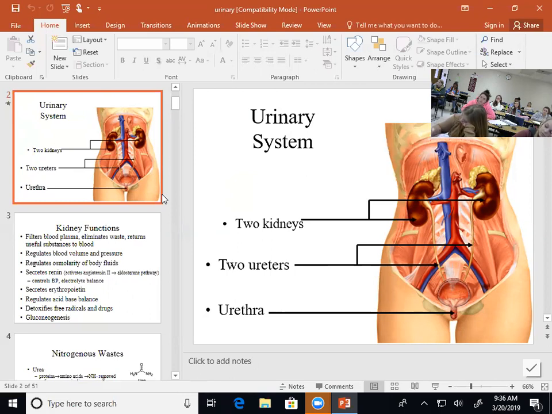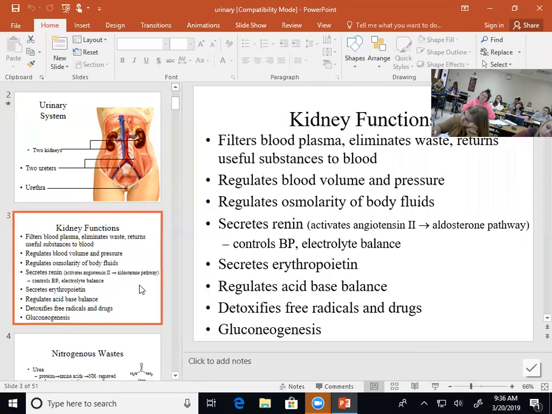Okay, so now let's look at some of the functions. We looked at some basic anatomy. So it's definitely filtering blood plasma. And this is going to be a way that we can get rid of waste, but get back the good stuff that we need in our blood. We can't get rid of everything, can we? Because we need the good stuff.